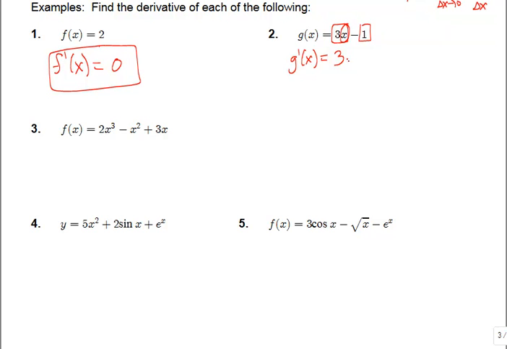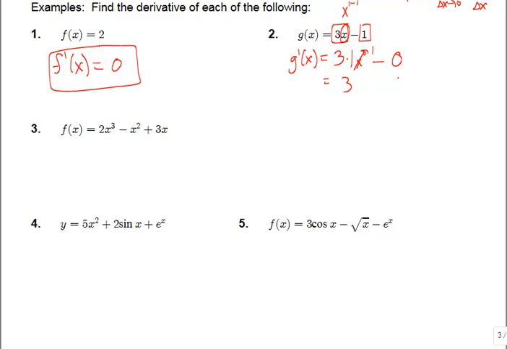And remember that x is like an x to the first, so if you bring that 1 down and then subtract 1 from the power, the new power on that x would be 0, and x to the 0 is just 1. So we get 3 times 1, or just 3. So the derivative of 3x is just that coefficient 3, because the x part goes to 1 when you take its derivative.